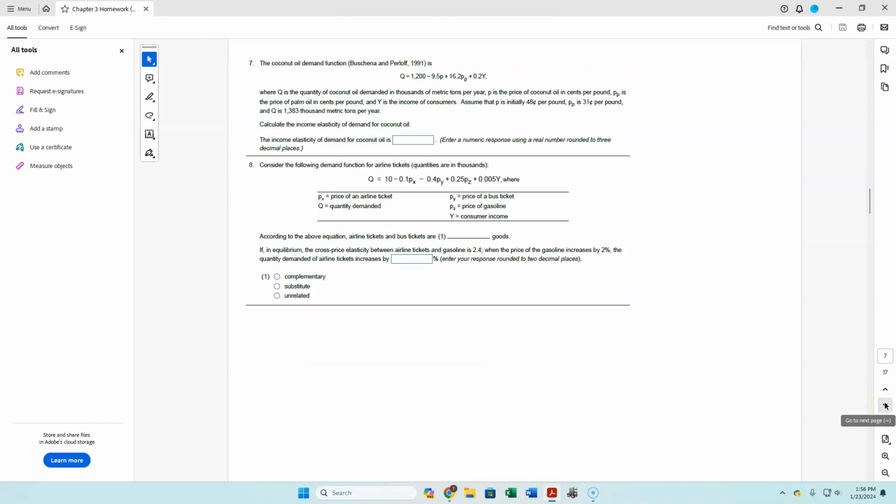Number 7. Coconut oil. So here we've got the coconut oil demand function. There's Perloff. This is one of his earlier pieces of research. He used to do agricultural economics, if I'm not mistaken, hence his love of hogs. But here he is doing coconut oil, and we're given various prices. And all we essentially need to do is substitute in those prices into our function.